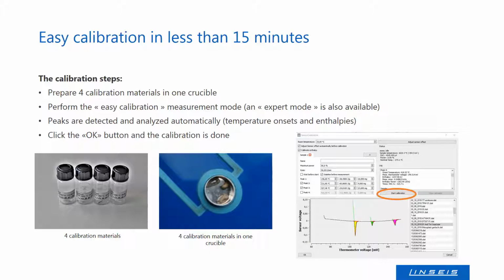There's an easy calibration mode where you can, for example, put 4 calibration materials into one crucible and just press run, and all the peaks are automatically analyzed and all the enthalpies are automatically integrated. You just have to confirm this by pressing the OK button and the calibration is already done. For more sophisticated applications, there's also an expert calibration mode.